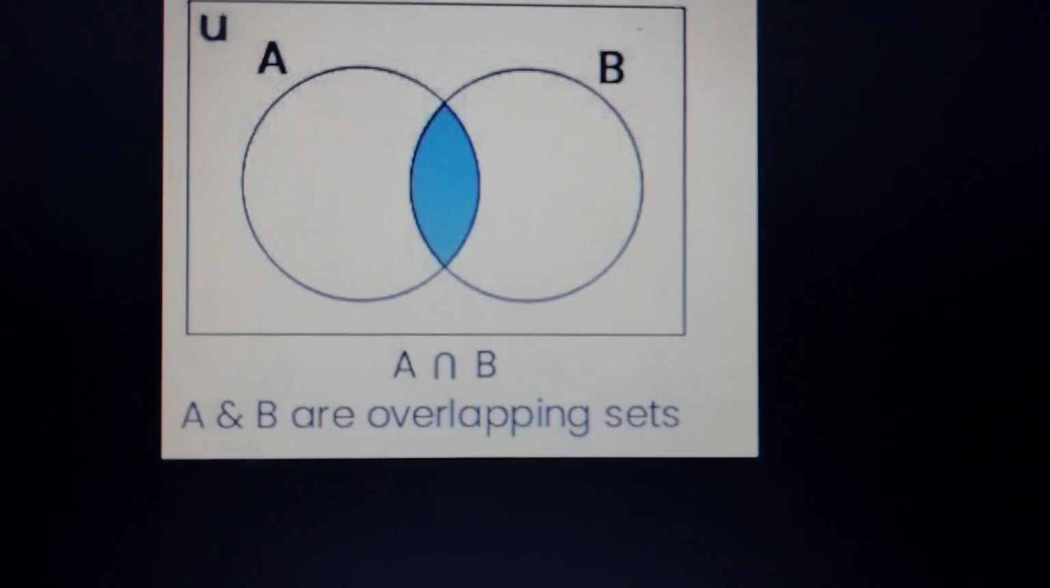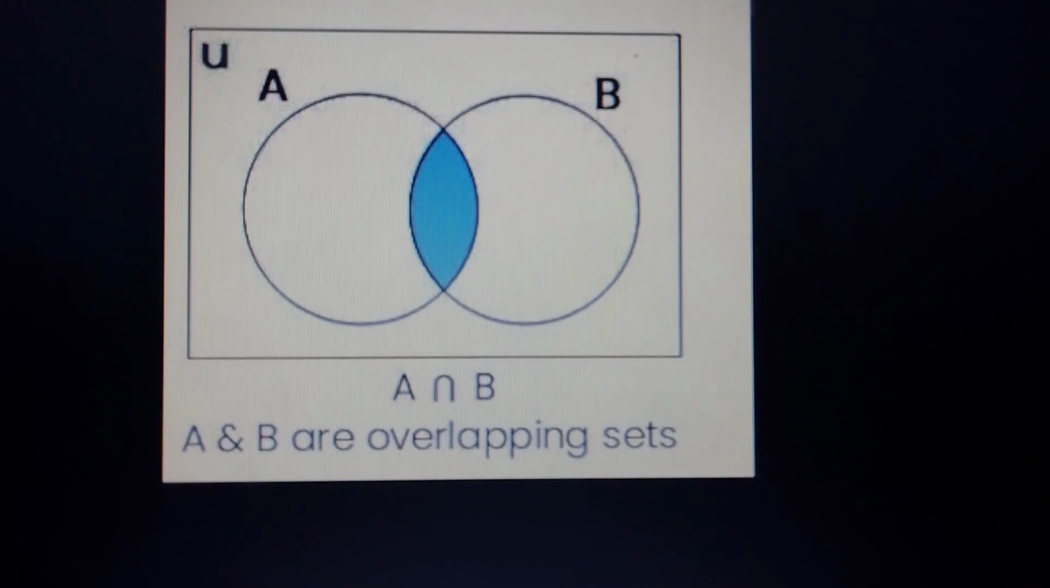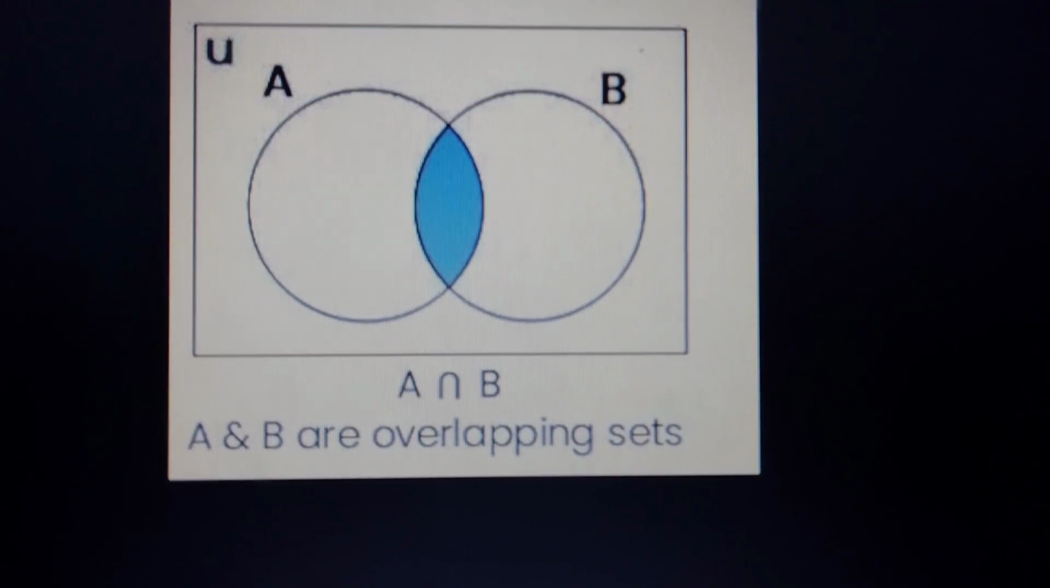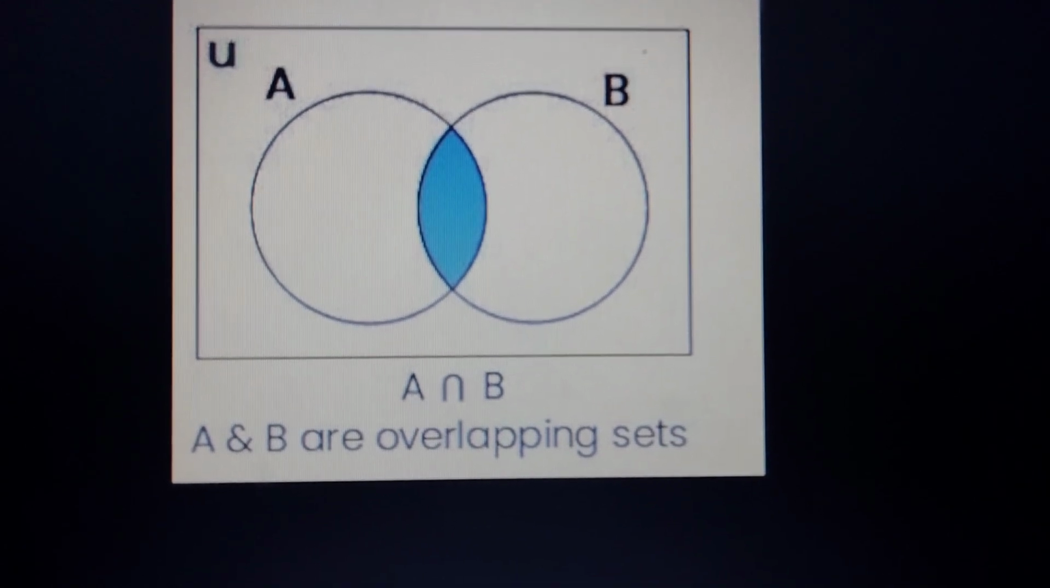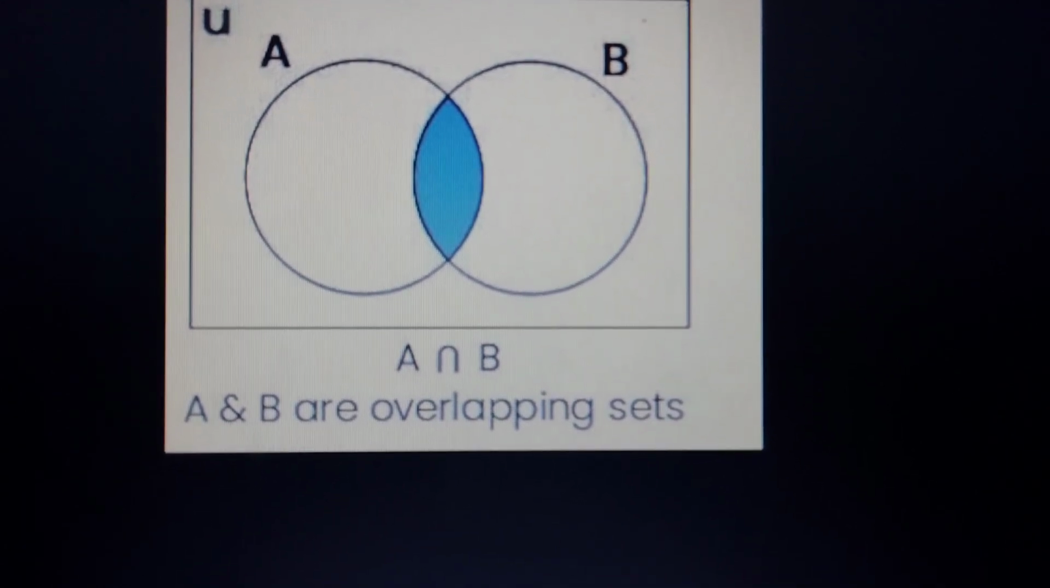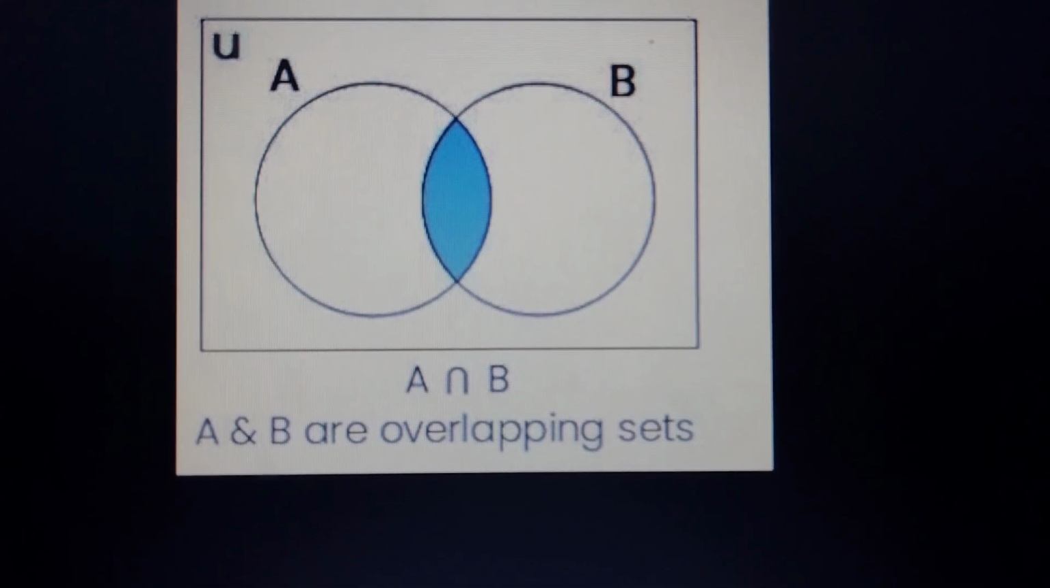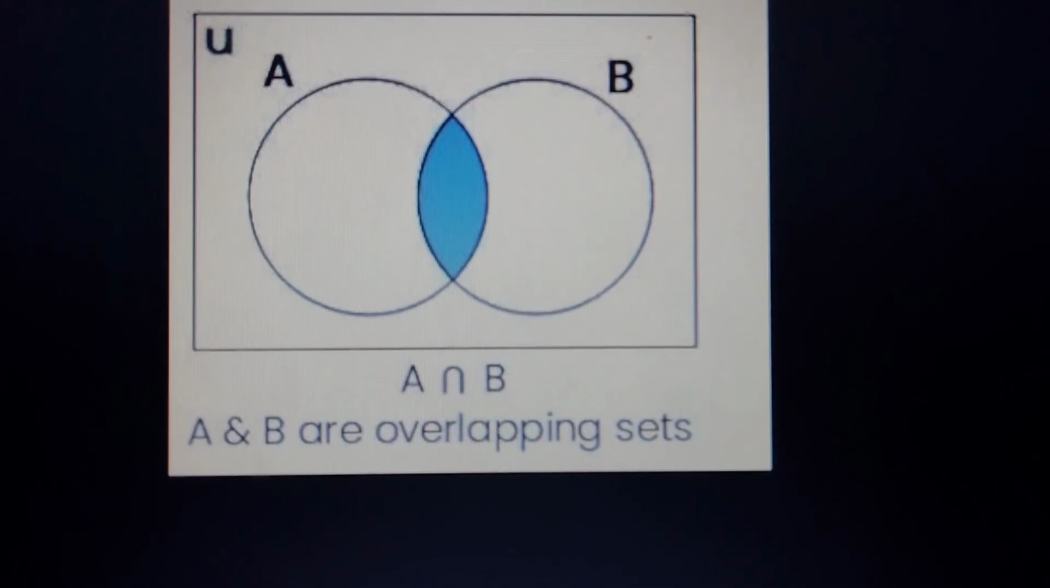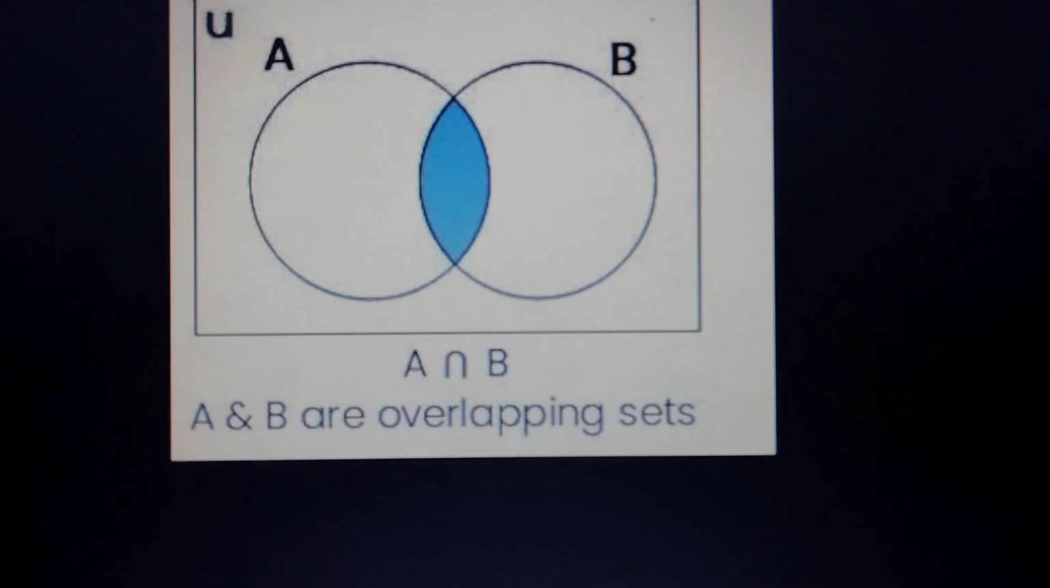The sign is flipped upside down. So we don't count the people that only like one or the other. It has to be both A and B for this one. So you only count the elements within the overlapping set.